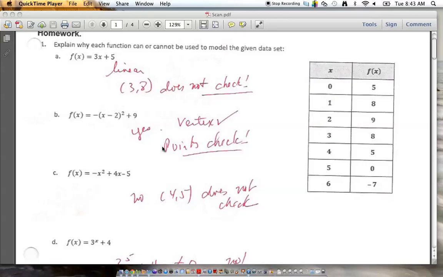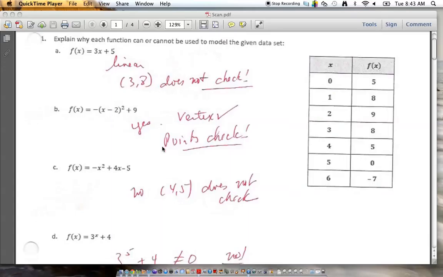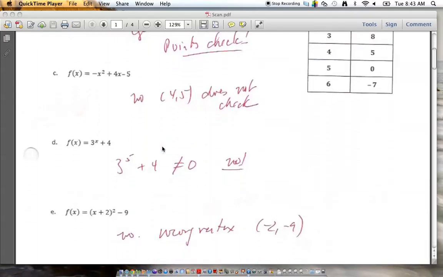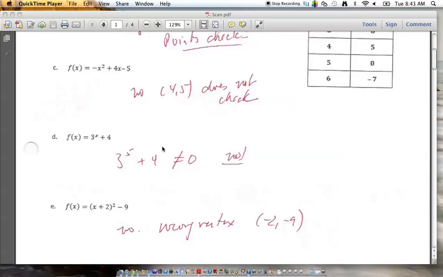When it comes to looking at these functions and seeing which are modeled by a data set, you can just plug the coordinates in and see if they check. That's a great way to do it, okay? In the case of a parabola, we can also do vertical and horizontal shift. Also, an exponential, we could do that too as well.